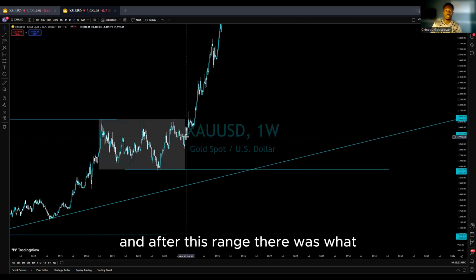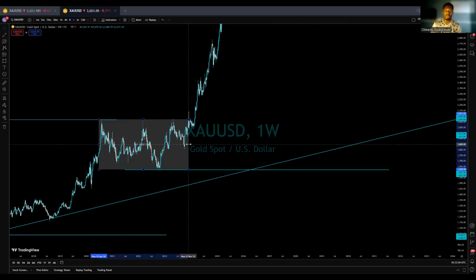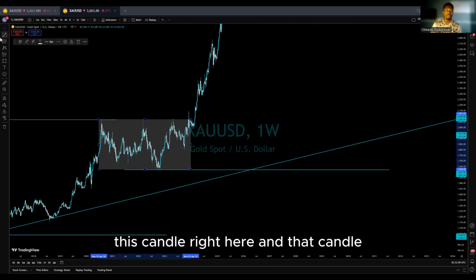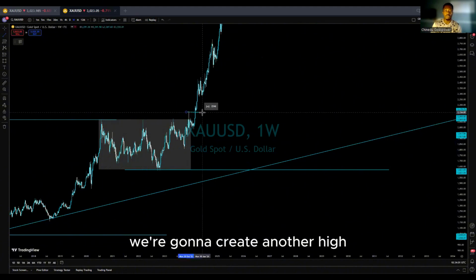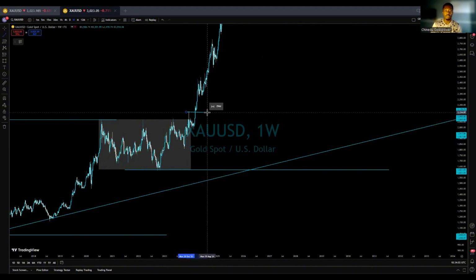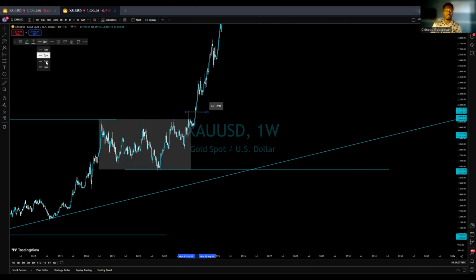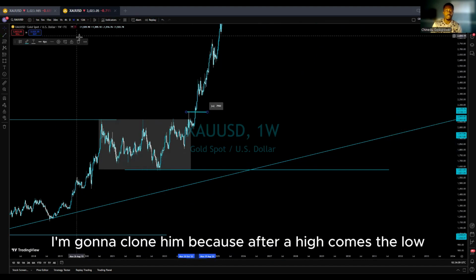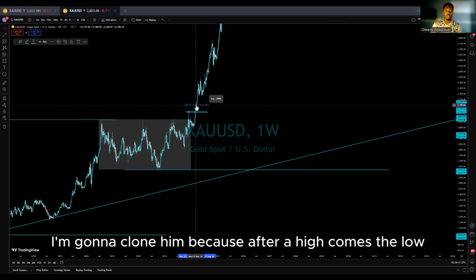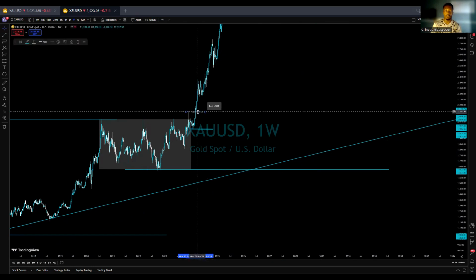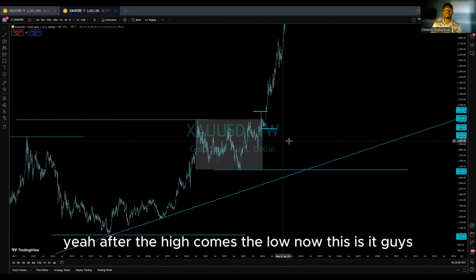And after this range, there was what? Somewhat like a breakout. And what broke out? This candle right here. Another candle, we're going to create another high. We're going to make this guy really thick. We're going to clone him because after a high comes the low, right? Yeah, after the high comes the low. Now, this is it, guys.